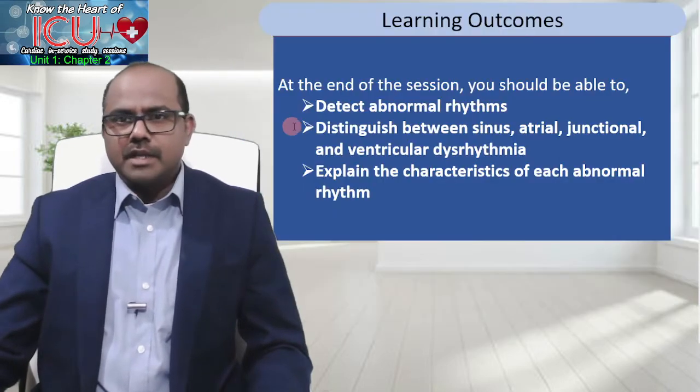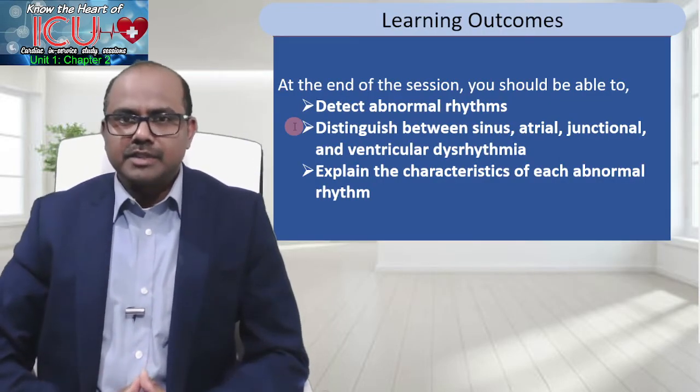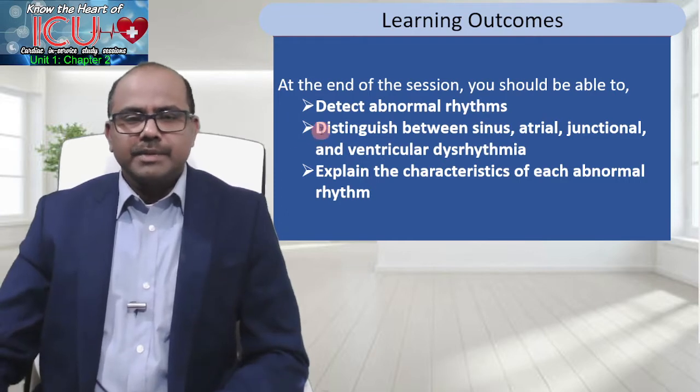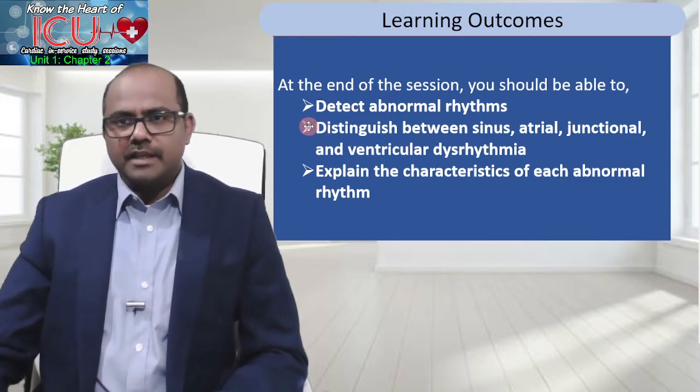Today's learning outcomes are, at the end of the session, you should be able to detect abnormal rhythms. You should be able to distinguish between sinus, atrial, junctional, and ventricular dysrhythmia, and you should be able to explain the characteristics of each abnormal rhythm.